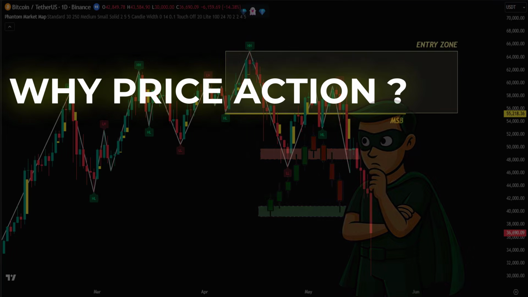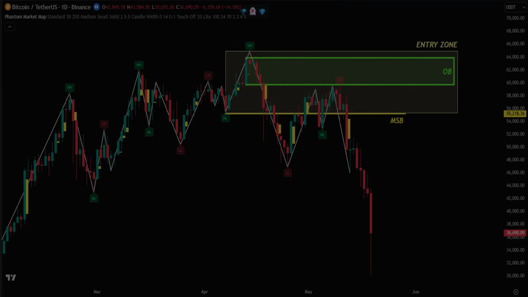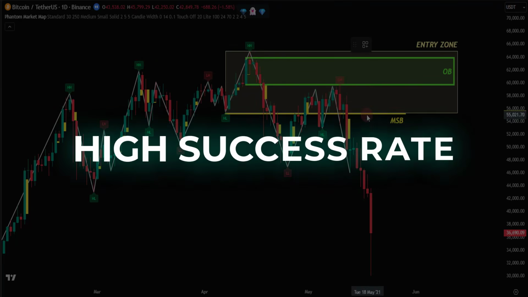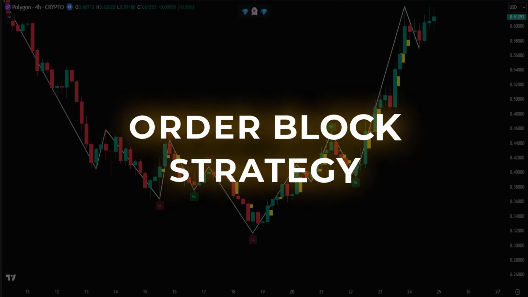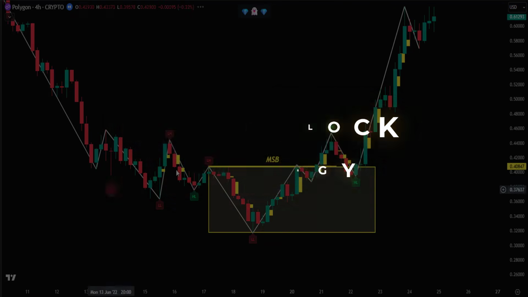I have used price action trading for a long time, and I found that these strategies have a high success rate. Today, we will go through several examples of crypto trades. We will also introduce the order block strategy, or in simpler terms, the areas where buy and sell orders are heavily concentrated, and how to trade from these zones.